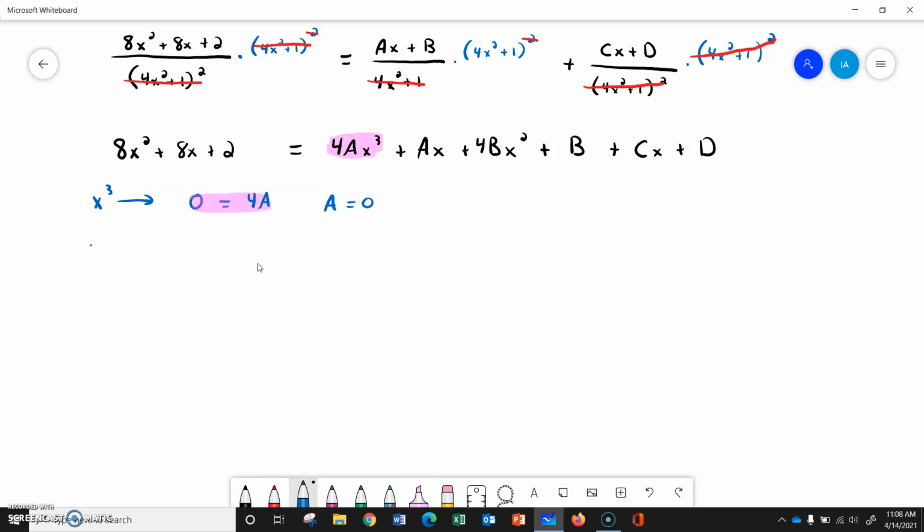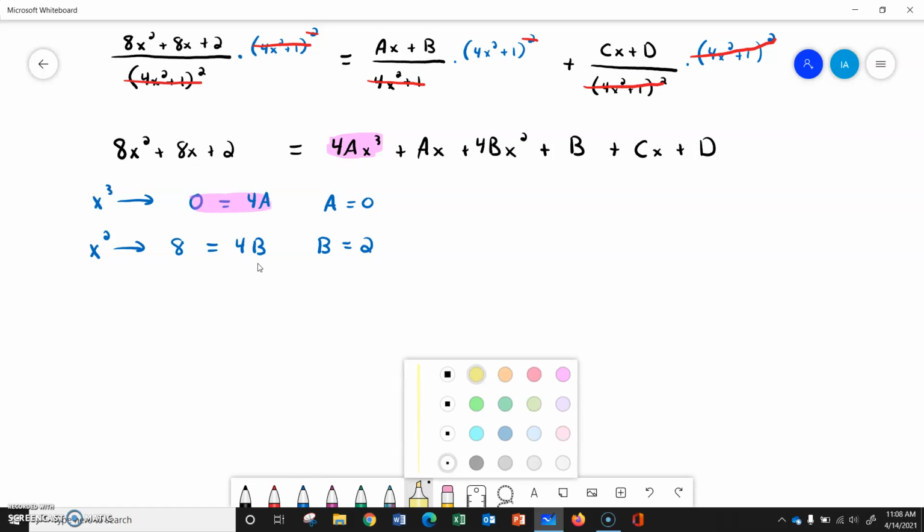So then let's go to the x squared terms. On the left I have 8 of them, and on the right I have 4b. So if I solve that, b equals 2. So let's just color code that to help you identify it.